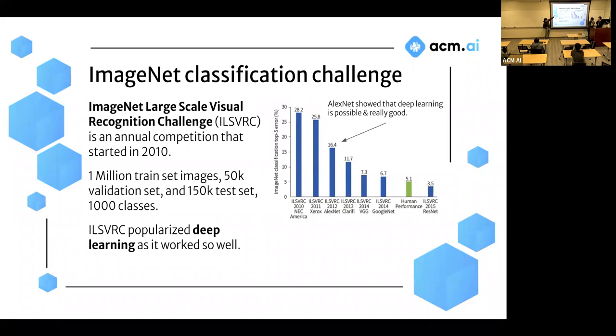ImageNet is basically an annual competition that started in 2010. The idea is very simple. You have 1 million training set images, 50,000 validation set images, and 150,000 test set images, each with 1,000 classes. So if you think about it, it's just a really, really big classification problem.